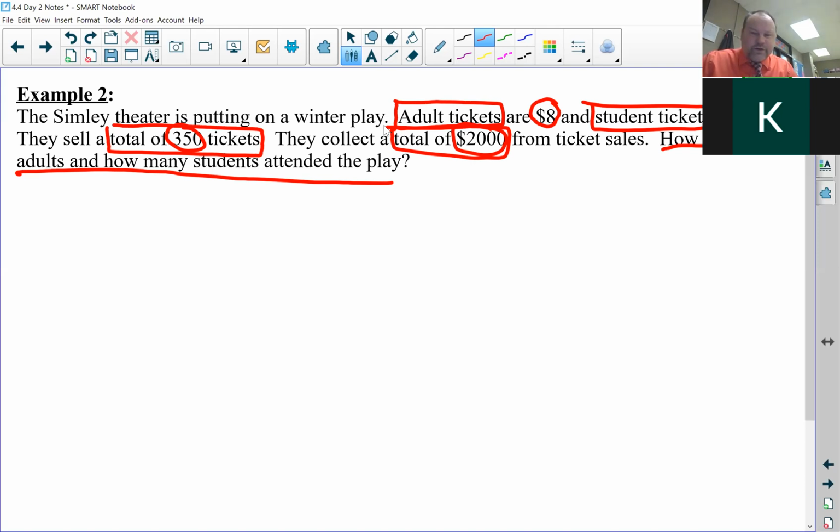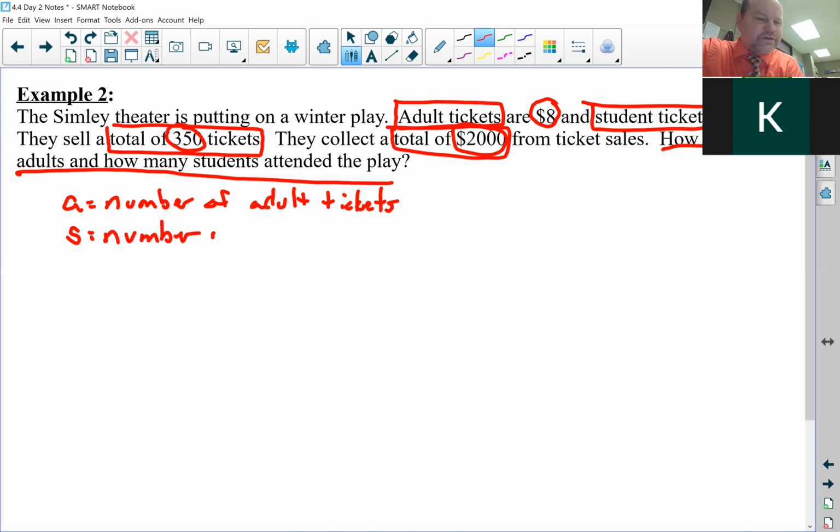And now it's time to write our equations. Again, I think our variables are set up. We can determine what they are right away. I'm going to use A for the number of adult tickets. And I hate to use the letter S, but I'm going to. The only reason I don't like the letter S is it looks a lot like the number 5.